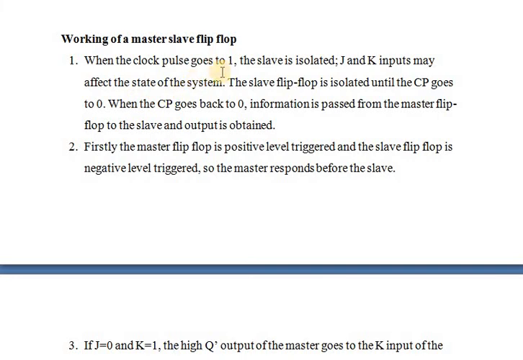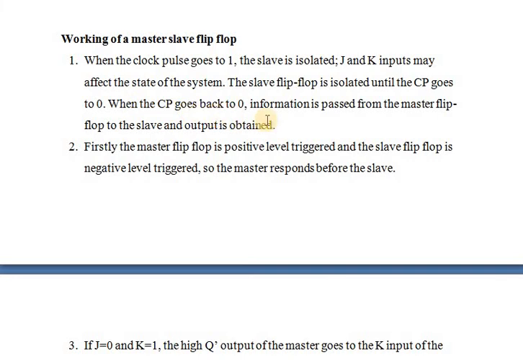When the clock pulse goes to 1, the slave is isolated. J and K inputs may affect the state of the system. That is what I have said. When the clock pulse is 1, the master will be in the active state and the slave will be in the deactivated state, that is, isolated. The slave flip-flop is isolated until the clock pulse goes to 0.